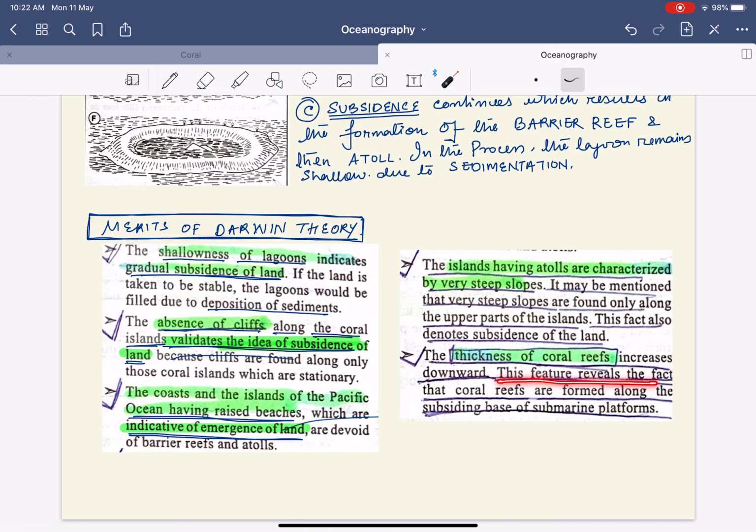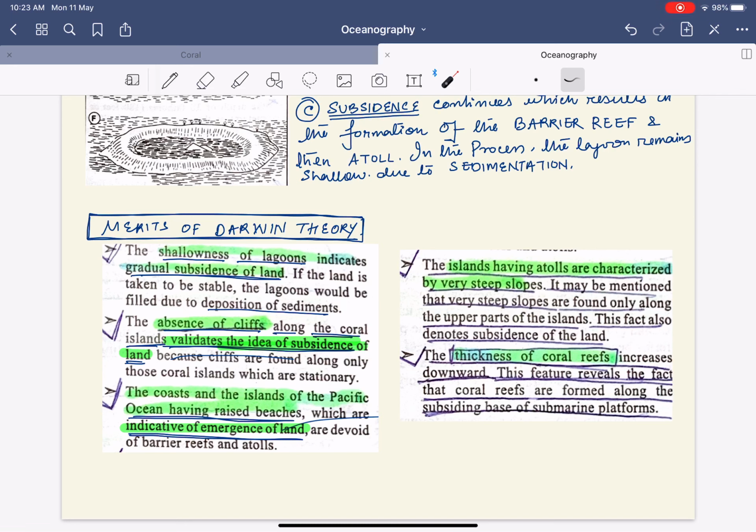This feature reveals the fact that coral reefs are formed along the subsidence base of the submarine platform. So basically, his entire theory supported this subsidence. First, he says that the shallowness of the lagoon indicates the gradual subsidence of the land. Next is the absence of the cliff. Next, he says that the coast and the islands of the Pacific Ocean have raised beaches. Again, this shows the emergence of the land.